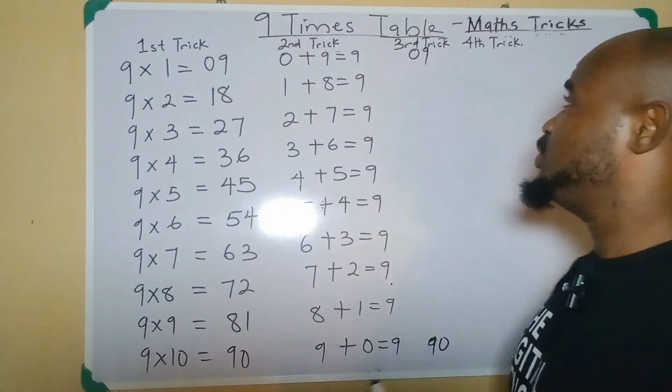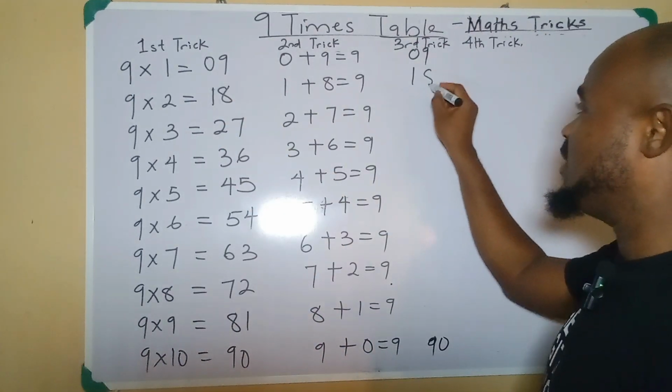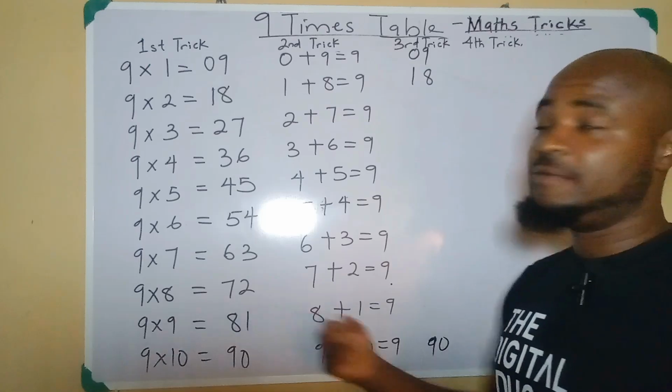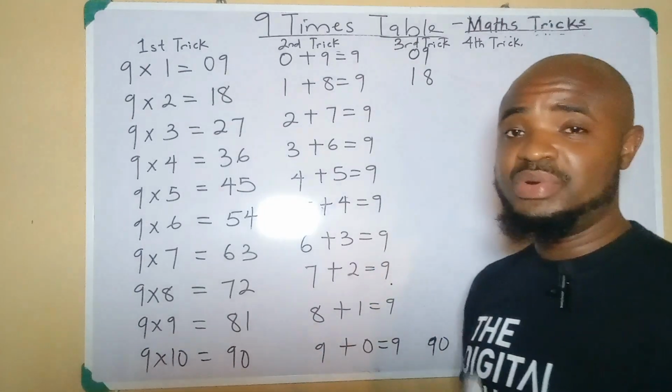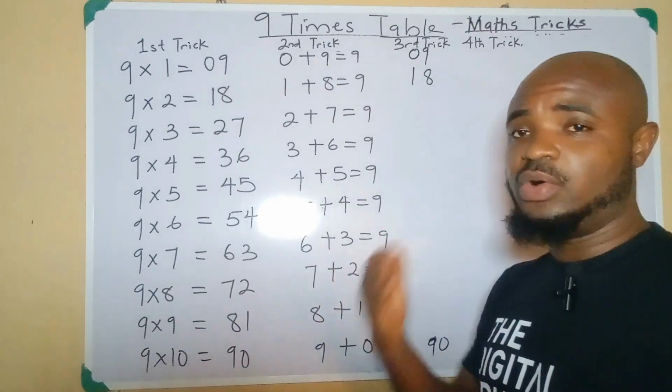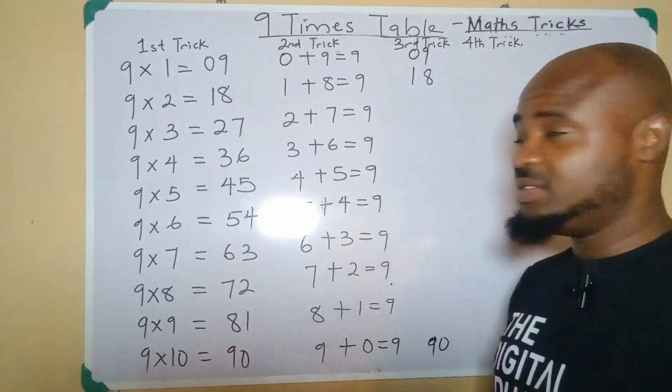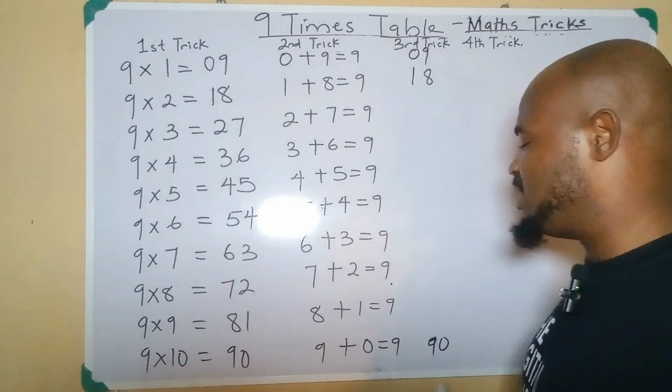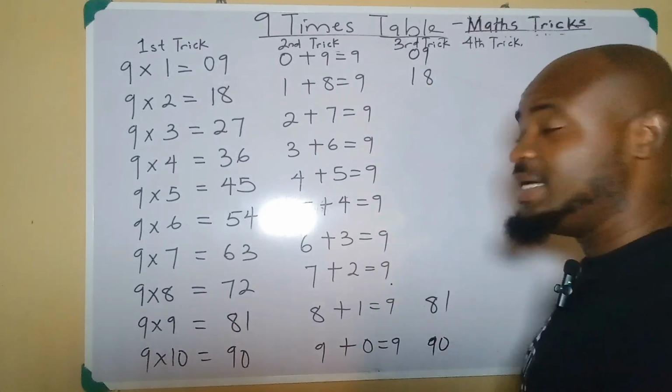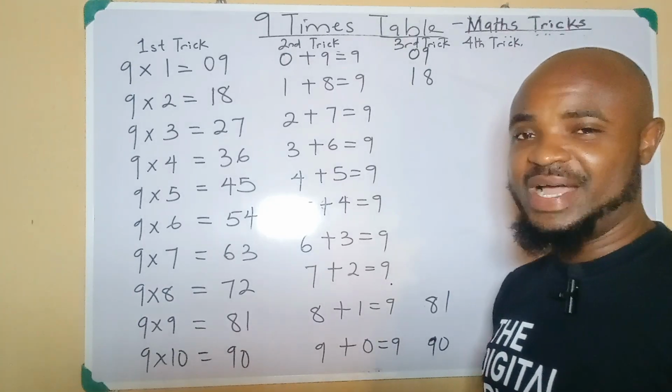Good. 9 times 2 is 18. I'm going to write 1 and 8 here. Then I'll go down to 9 times 9. All I have to do, like I said, I will reverse the digits of 9 times 2. I'll reverse the digits. So if I reverse 1 and 8, what will it give me? 8, 1. And that is 81. Wow. I know you're blown away, right? Yes.